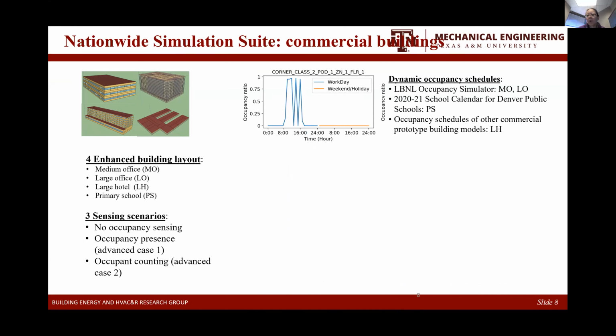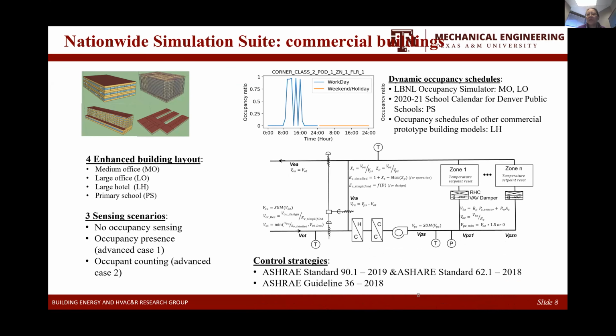Also, we need to understand the occupancy schedule. We are using the Lawrence Berkeley Lab occupancy simulator for the office building schedule, and for the other building types, we're just using some assumptions as I mentioned on the slides. And then for the control strategy, again, this strictly follows ASHRAE Standard 90.1 and Standard 62.1, which is for ventilation for acceptable indoor air quality, and also the advanced control guideline, Guideline 36.